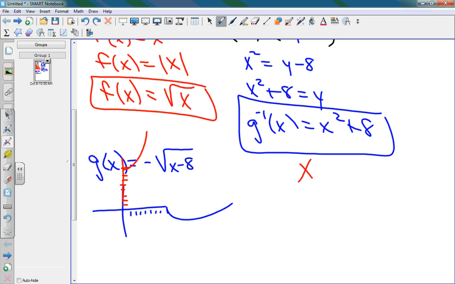x has to be greater than or equal to 0. Because that's the y value. Here's x equals 0. You with me? Okay, so this is what I'm actually looking for here. That would be inverses, because we've got to restrict that domain a little bit.